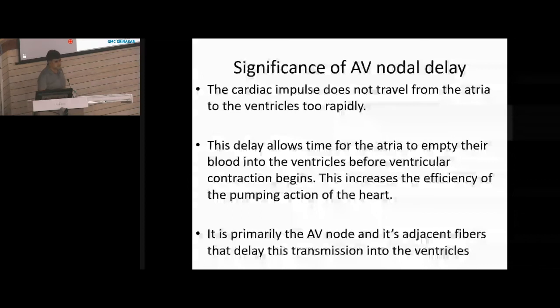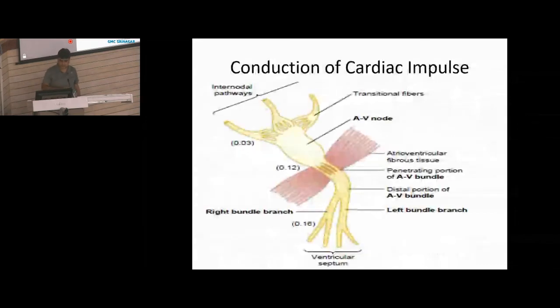This is a diagram from Guyton and Hall textbook. These are the internodal pathways, 3 internodal pathways. Can you quickly name them? What are the names of these pathways? Bachmann, Wenckebach and Thorel. And they come from where? SA node.